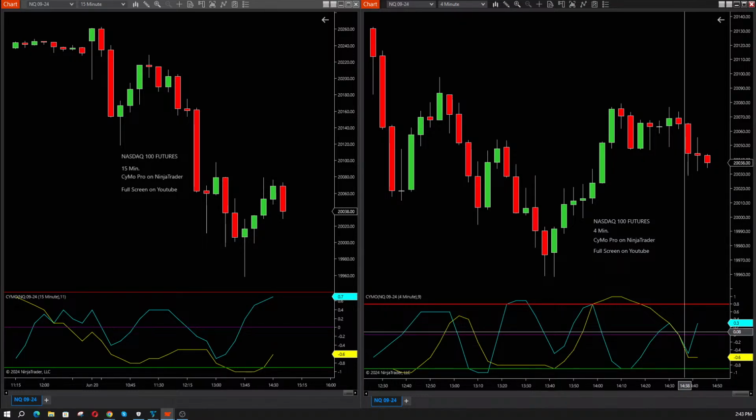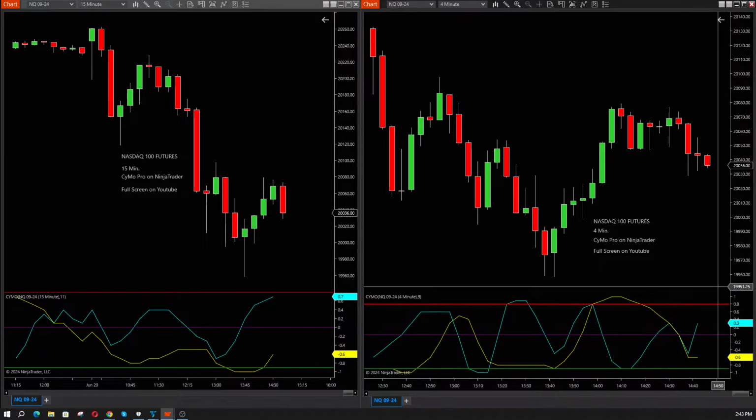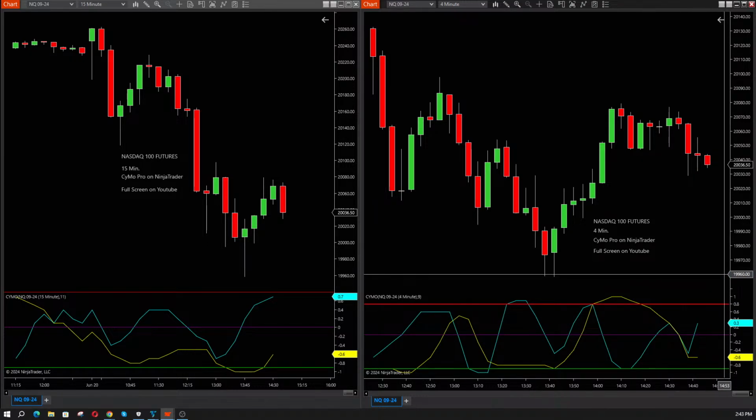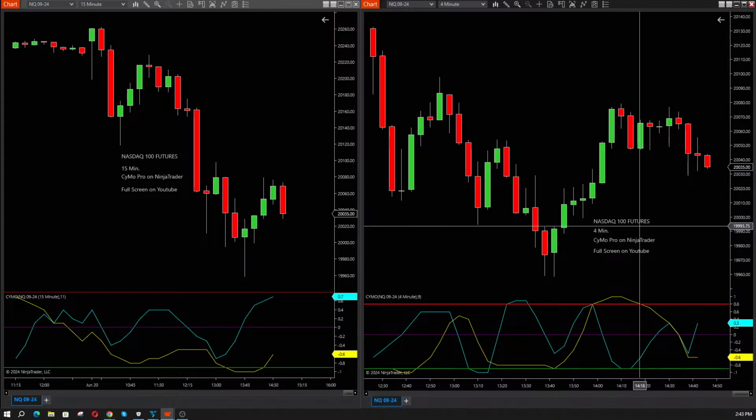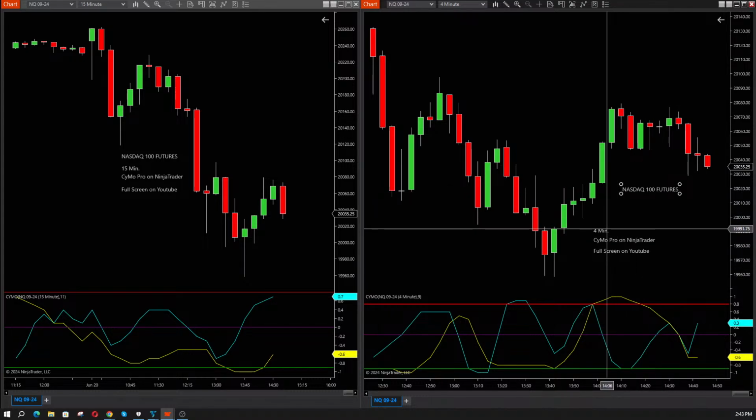No excuse to lose money on a day like today, unless you're using outdated tools of the past that have been rendered useless for algorithmic trading in today's type of environment.